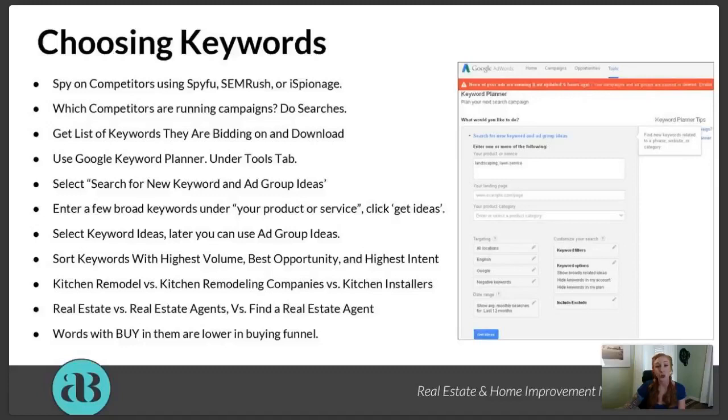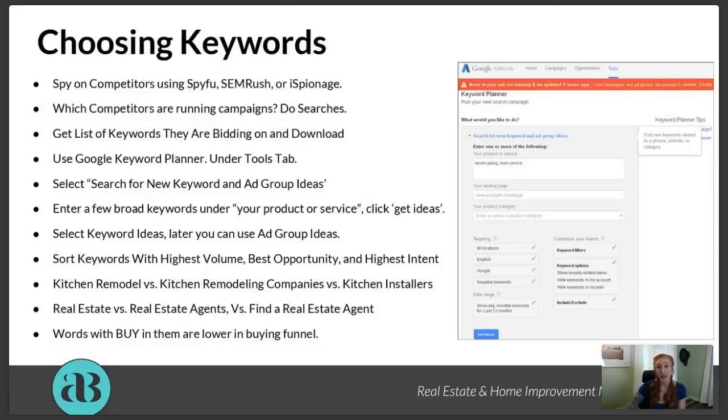So different tools have different calculations that are going to tell you the best opportunity. Some are going to say competition, so it's going to show you how competitive those are. Some of them are going to say they have the highest organic click-through rates. So whatever tool you're using, just figure out which is going to show you the best opportunity. And that's another way that you want to sort when you get these into your spreadsheet.